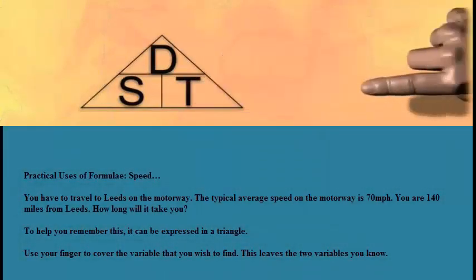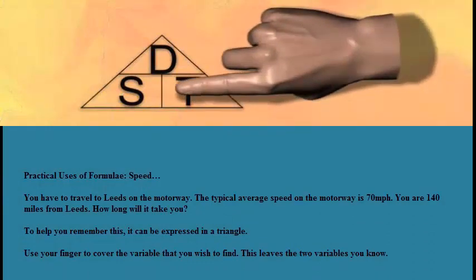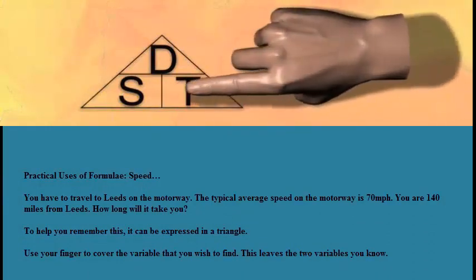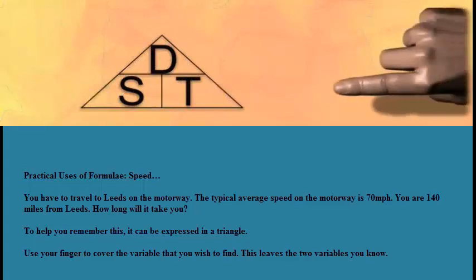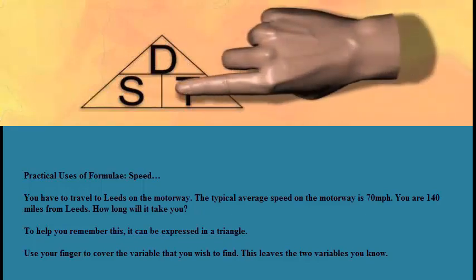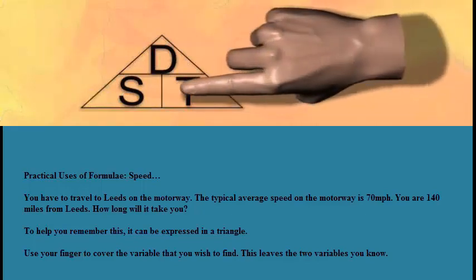The typical average speed on the motorway is 70 miles per hour. You are 140 miles from Leeds. How long will it take you? To help you remember this, it can be expressed in a triangle.